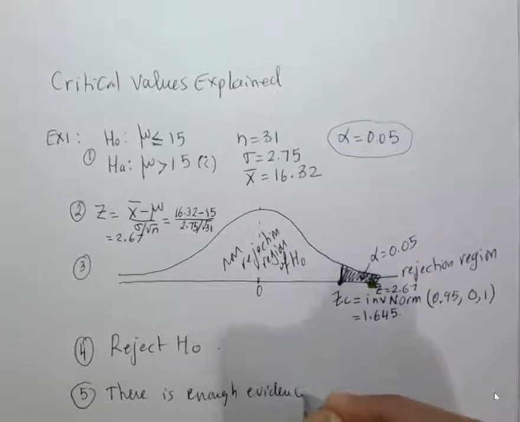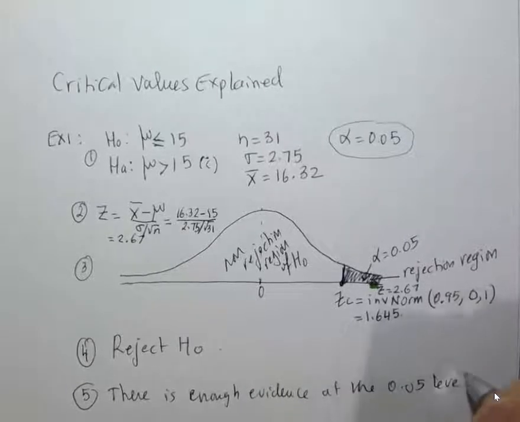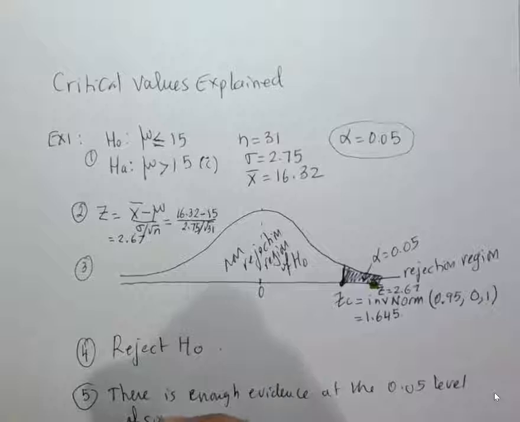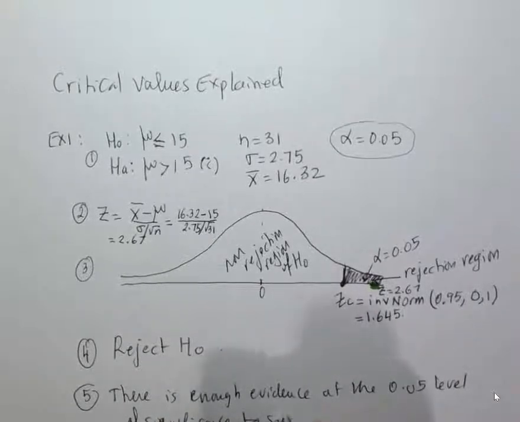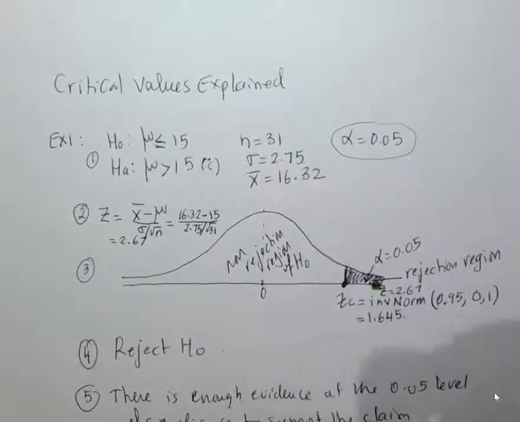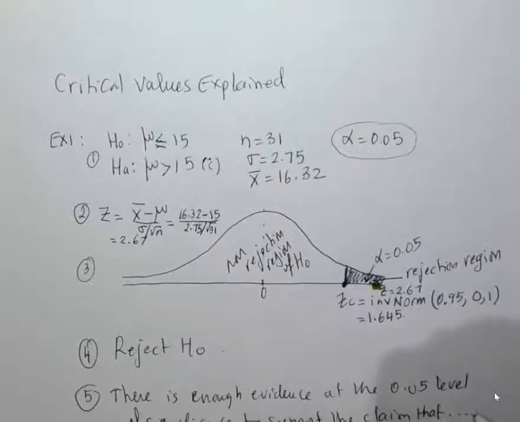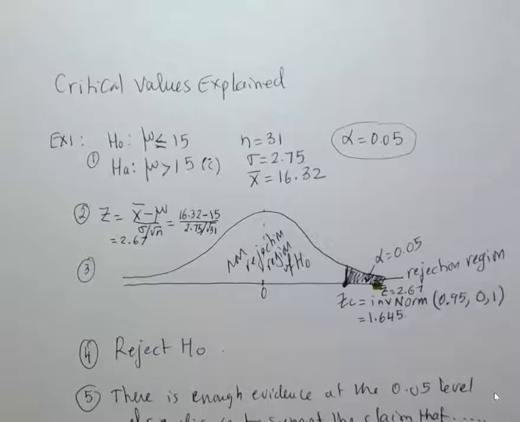evidence at the 0.05 level of significance to support the claim. Whatever the claim is, you just write it down, that blah blah blah. So this is how it works. Now I'm going to show you another example with the left tail test. So that was the right tail test. Here's another example with the left tail test.